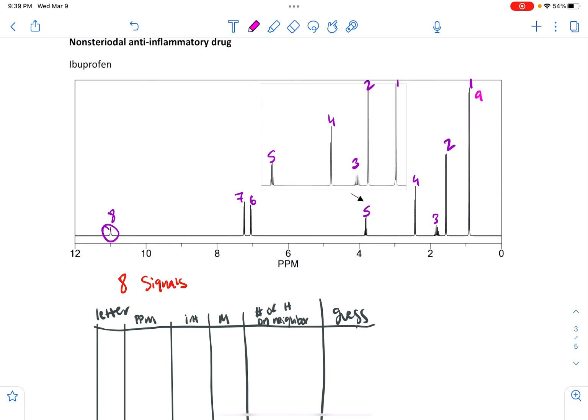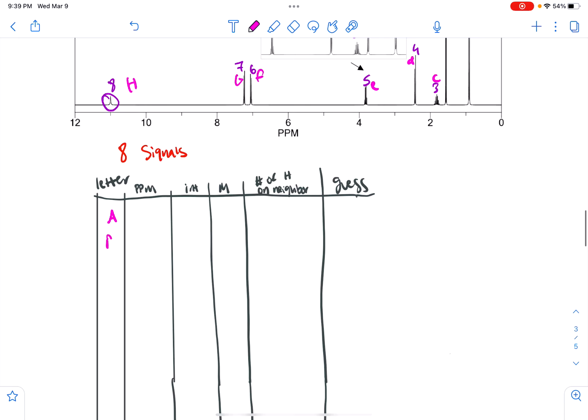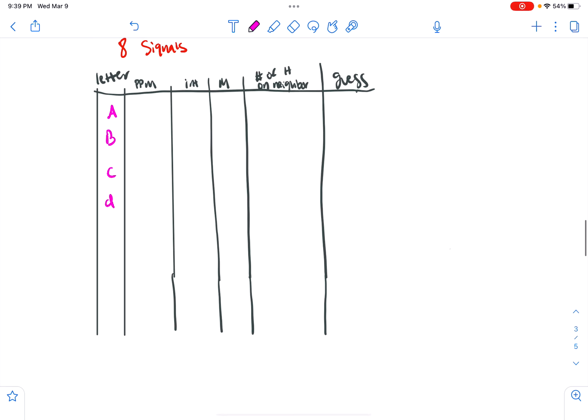And then I like to label them A, B, C, D, E, F, G, and H. So I'm going to write those in here: A, B, C, D, E, F, G and H. Did I forget G up here? No, okay, perfect.